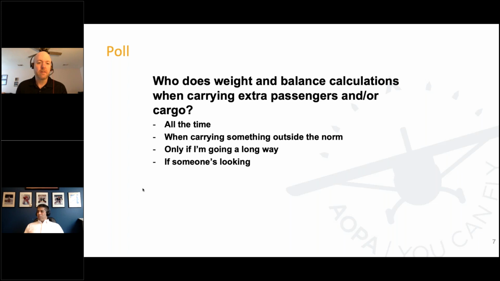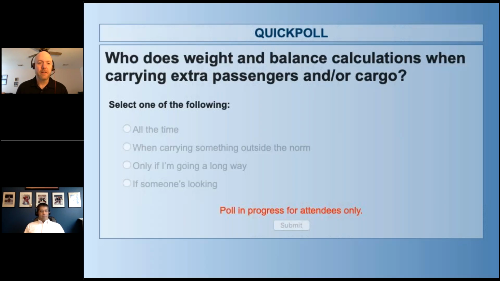Okay, let's roll the poll. Got a nice poll here. Why do weight and balance calculations, or who does them when carrying extra passengers or cargo? How about you, Pablo? What would you answer on this one? Well, all the time. Carrying something if we're outside? Honestly, I don't do it all the time.